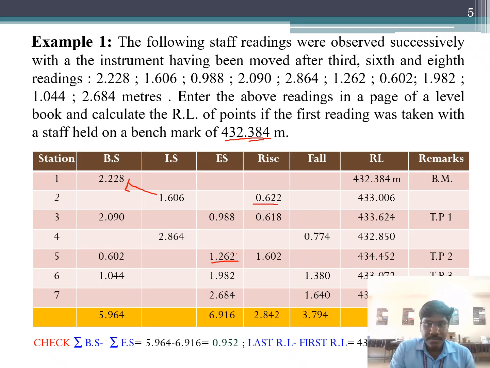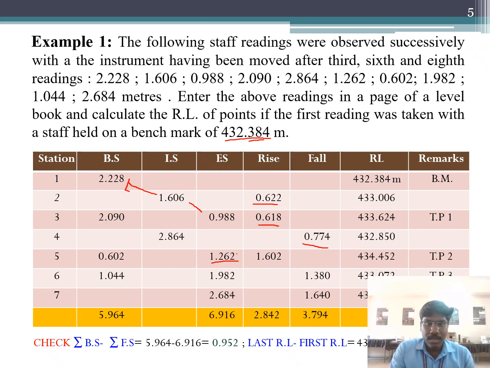Next, take the difference of these two values, 0.988 minus 1.606. Here also the value is negative, so put into rise. And coming to 2.090 and 2.864, here the instrument is changed, so we can compare these two values only. 2.864 minus 2.094. The value is positive. The difference of this value is positive, so put into fall. So directly put into fall.